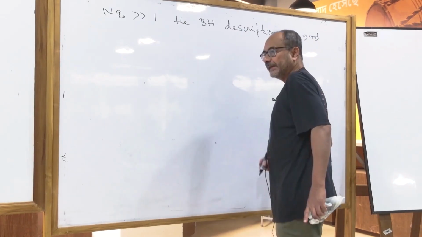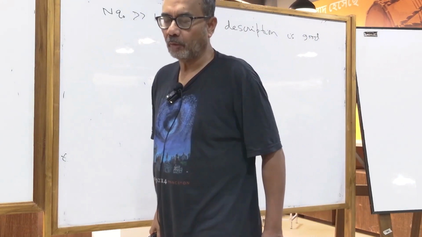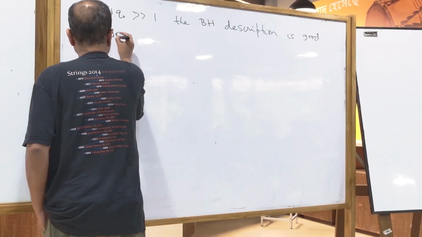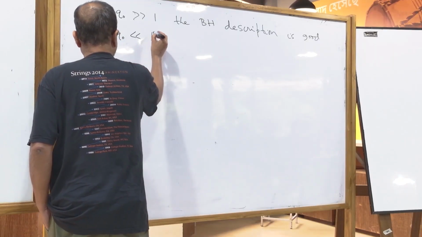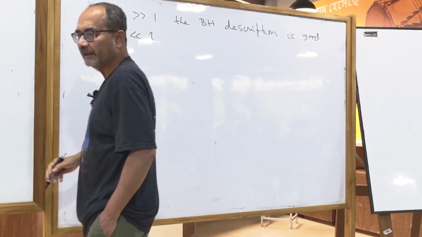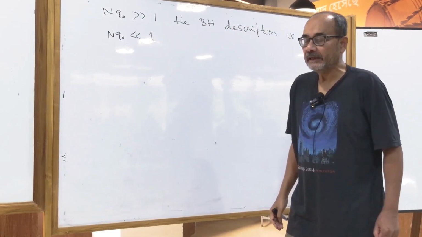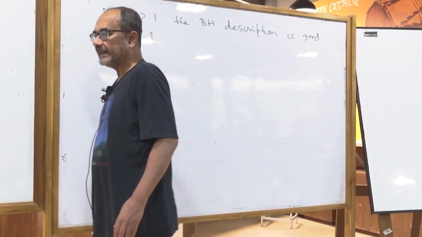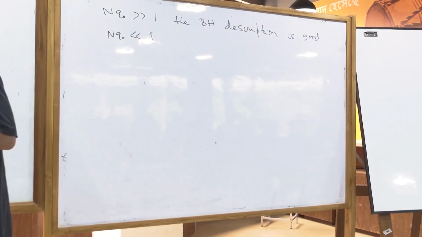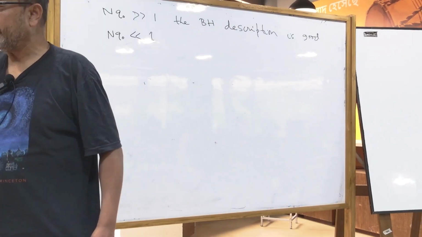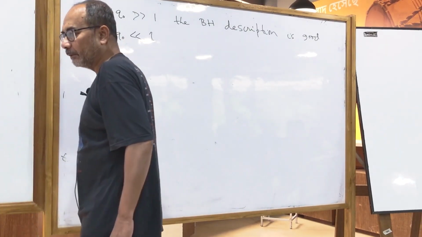So, you can calculate the entropy using this formula A over 4G. But if n q naught is much less than 1, well, 1 you can replace by square root of 4 pi or something. It doesn't matter. If it is much less than 1, then you should really think of this as a set of n quantum particles. And n q naught will be much less than 1. Of course, we want n to be large. N cannot be less than 1 anywhere. N is an integer. So, q naught has to be much less than 1.